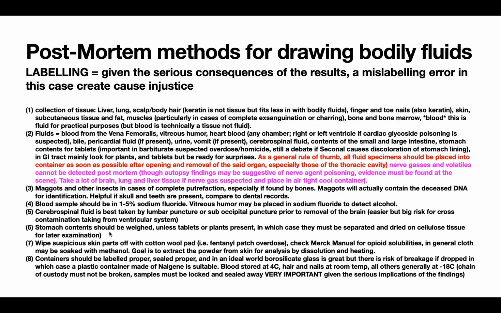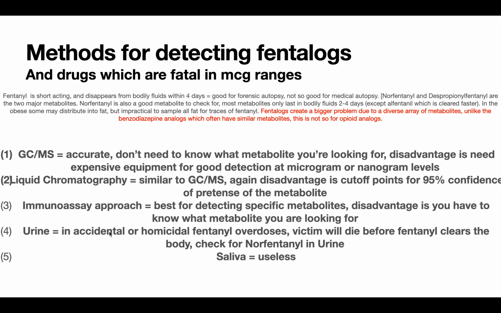Again, for obvious reasons, because otherwise the evidence can be inadmissible in court, or if it does become admissible and was tampered with, injustice can be created. So, methods for detecting fentanyl and fentanylogs. Fentanylogs cause the problems. Fentanyl is short-acting, except alfentanil, which is even more short-acting, and the metabolites only last 2 to 4 days.